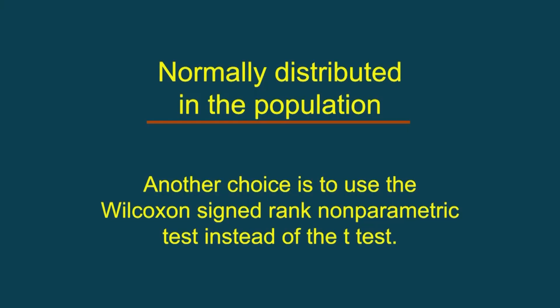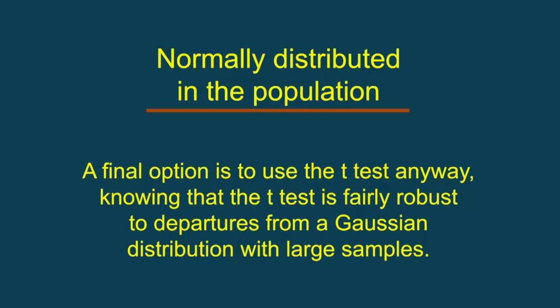Another choice is to use Wilcoxon signed rank non-parametric test. It is a non-parametric test, that is, we do not assume any parametric aspect in this test, and we will not be discussing this test in our course of study. A final option is to use t-test anyway. That is, we will go on performing the t-test because t-test is more robust for departures from Gaussian or normal distribution. So we will go on conducting a t-test even if the data do not strictly follow a normal distribution.